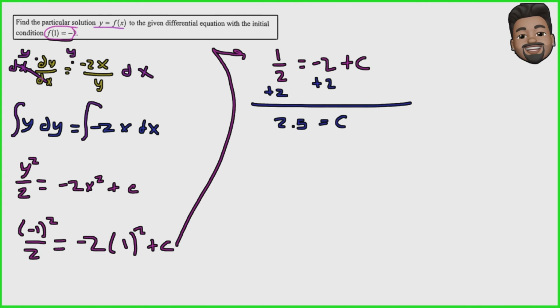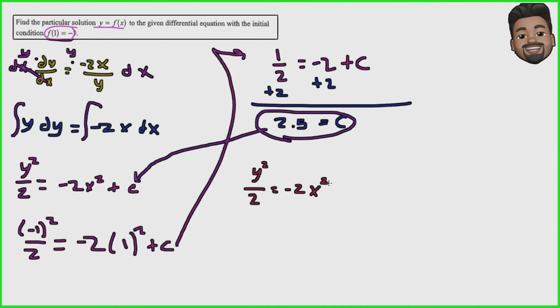So we're going to take the c value that we just discovered and plug it in here. So now we get y squared over 2 is equal to -2x squared plus 2.5. And then we just need to solve this out. To do that, we're going to solve for y. Multiply 2 to both sides, so we put parentheses and a 2. These are going to cancel. We get y squared is equal to -4x squared plus 2 times 2.5, which is 5. And now we take the square root of both sides.